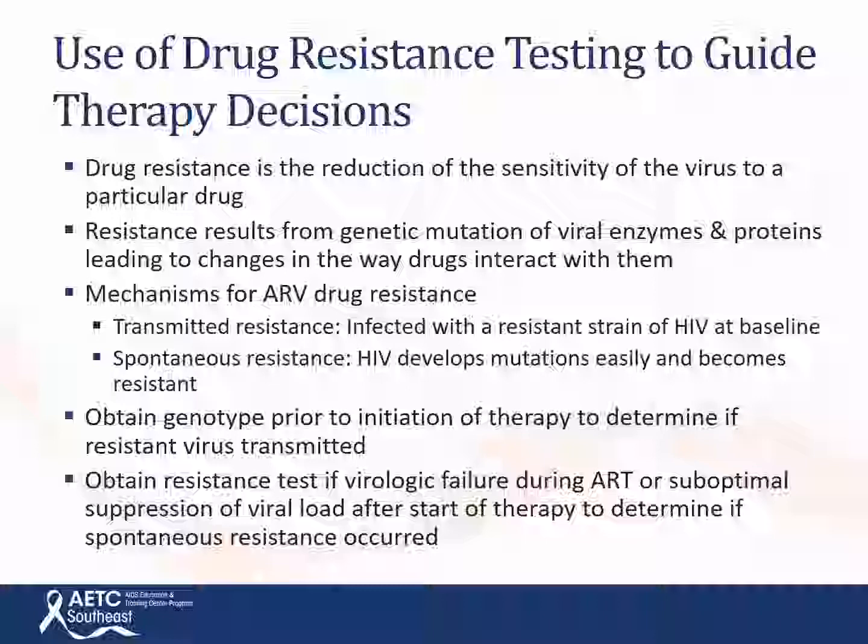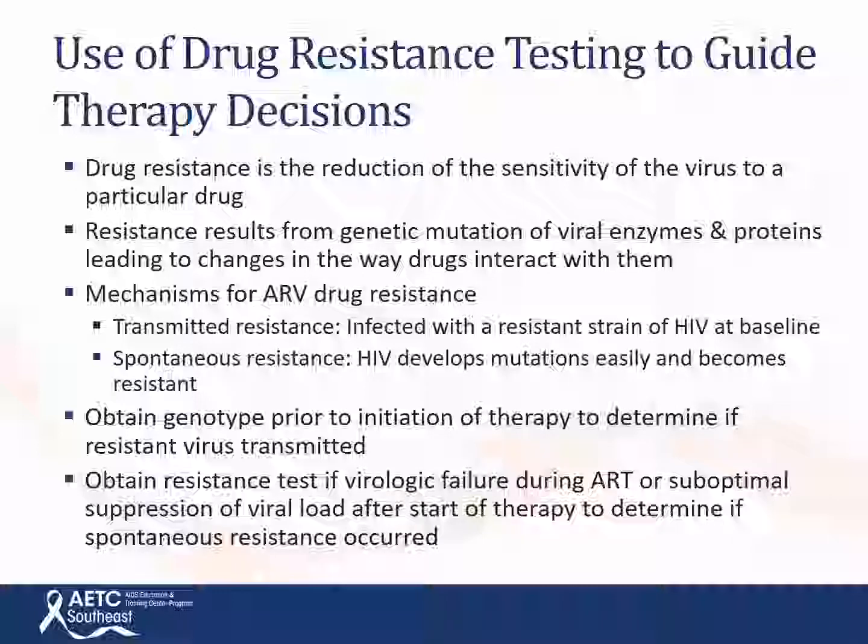Now, transmitted resistance is when a person newly acquires a resistant strain of HIV at baseline, at the time of infection. So they're newly diagnosed with HIV, recently acquired HIV, they've never taken antiretroviral medications before, but right off the bat, their virus is already resistant to certain antiretroviral drugs because they have transmitted drug resistance. Now, surprisingly, this happens in about 10% of cases. This is why genotype resistance testing is done always before initiating antiretroviral therapy, because you have to determine if transmitted resistance took place or not.